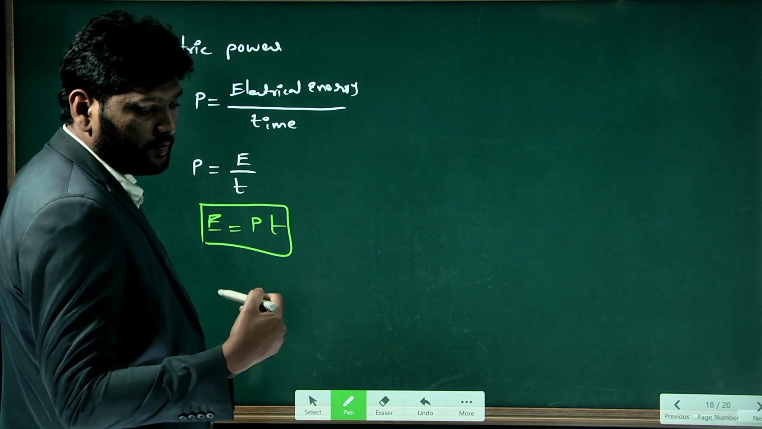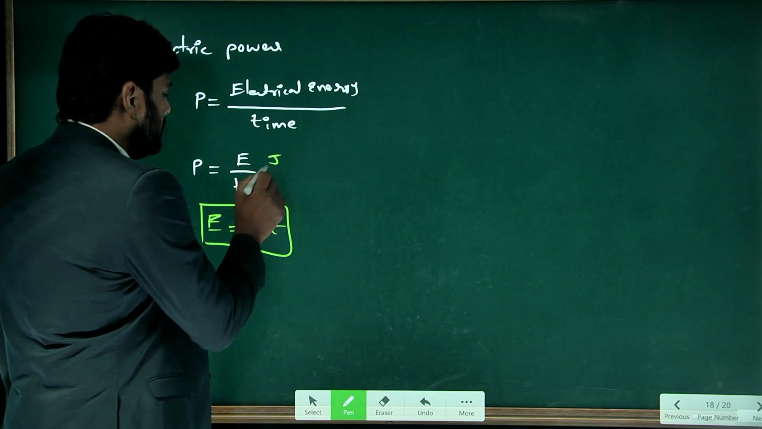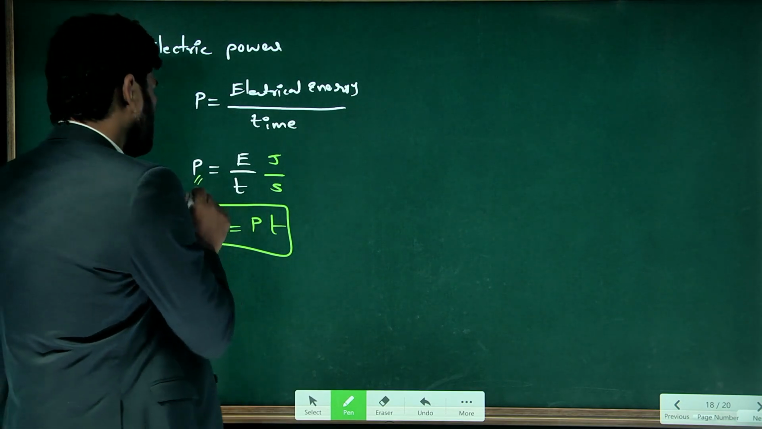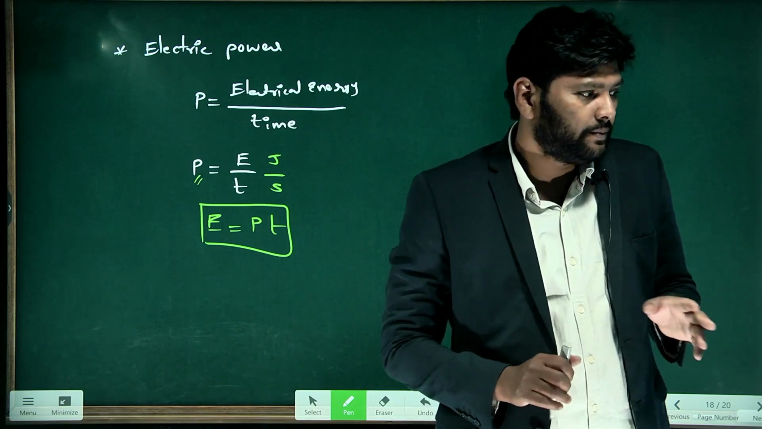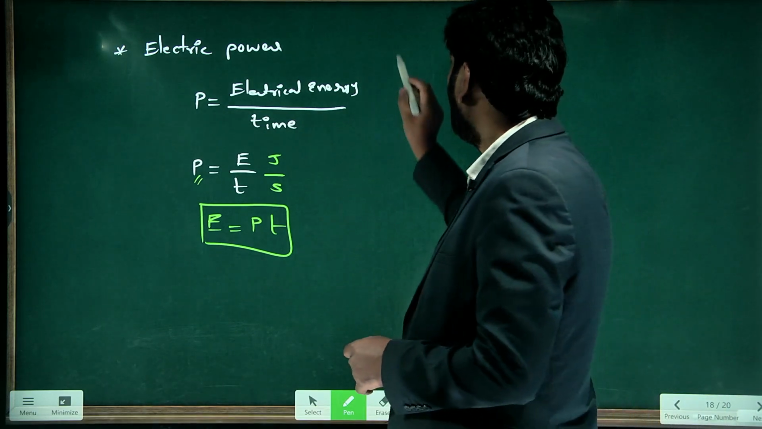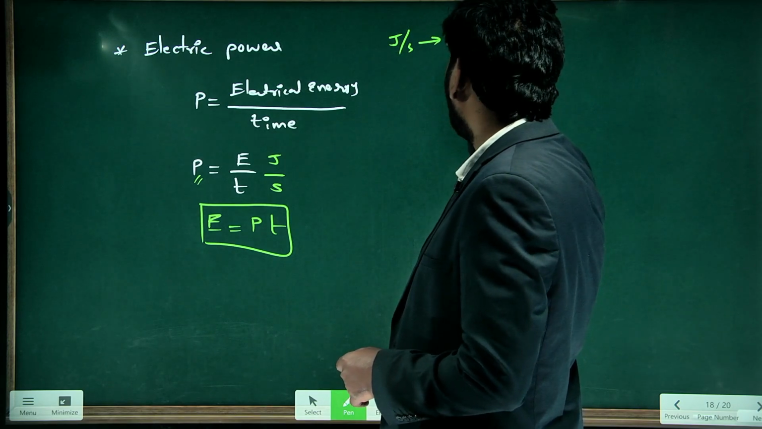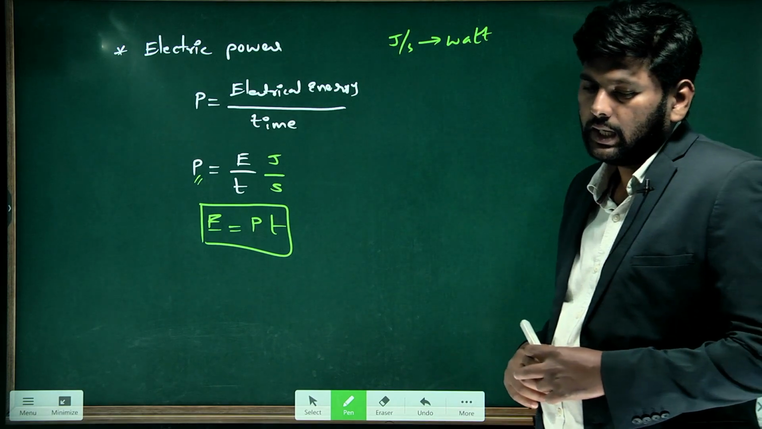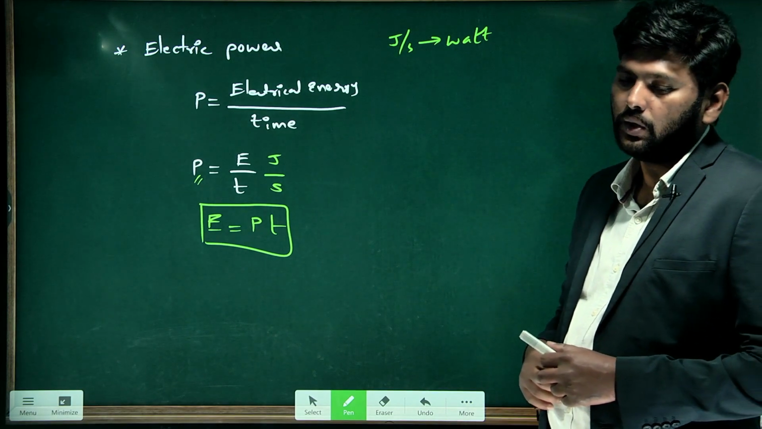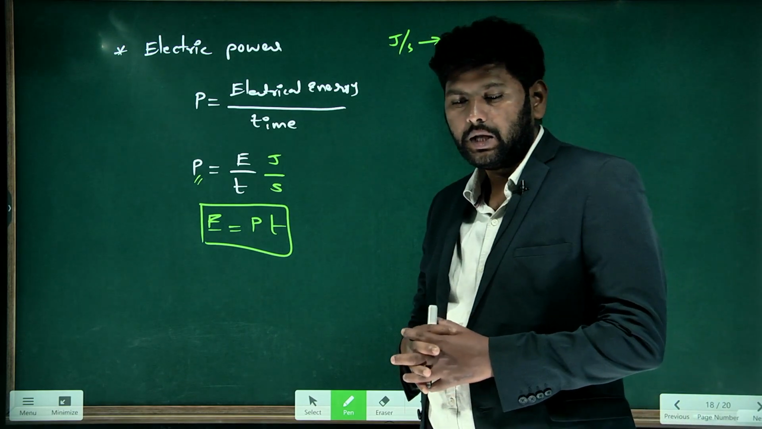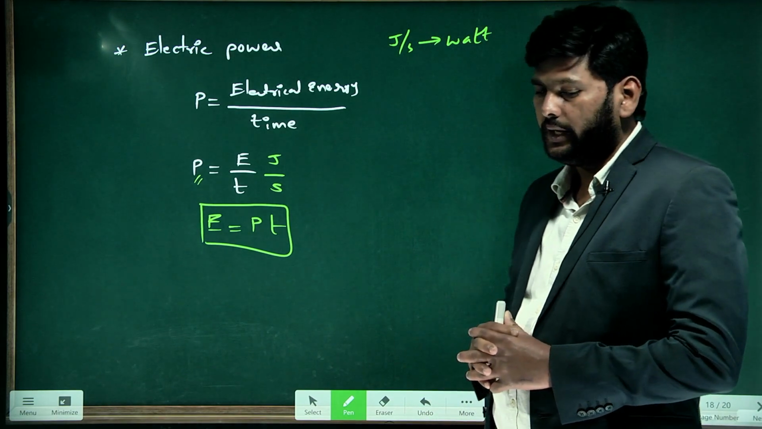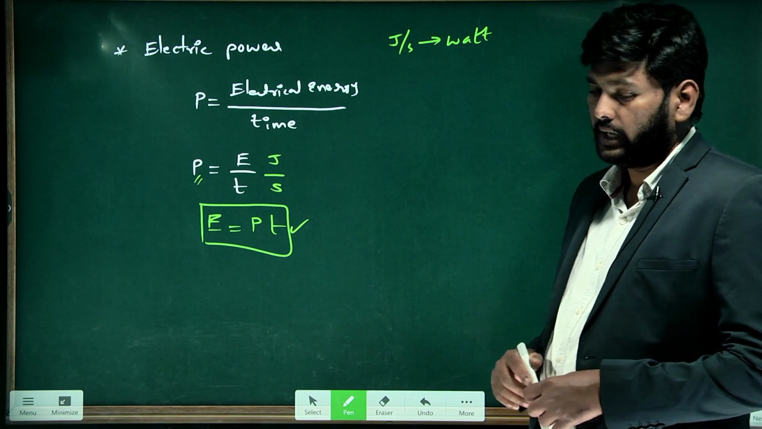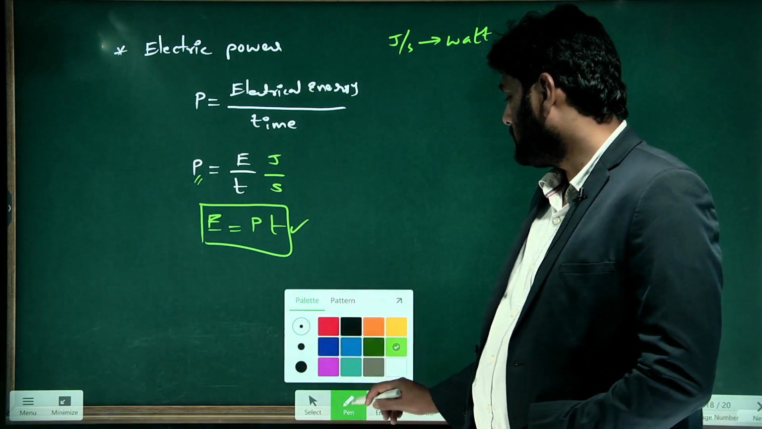Generally, what is the unit for energy here? Joule. What is the time? Second. Joule per second is the unit for power. Joule per second is also known as watt. So the SI unit of power is watt.